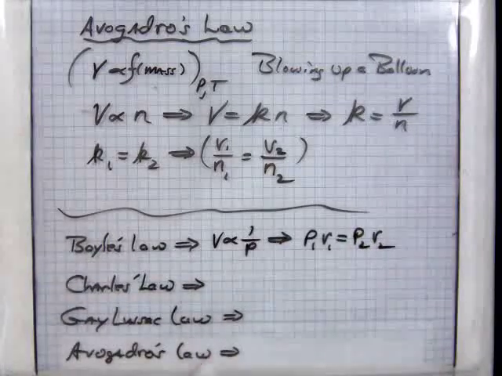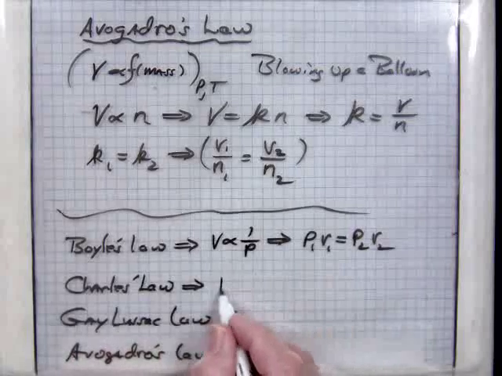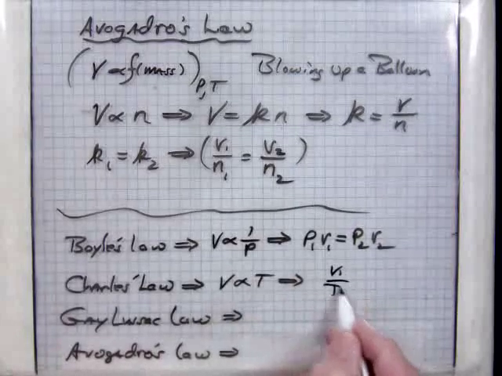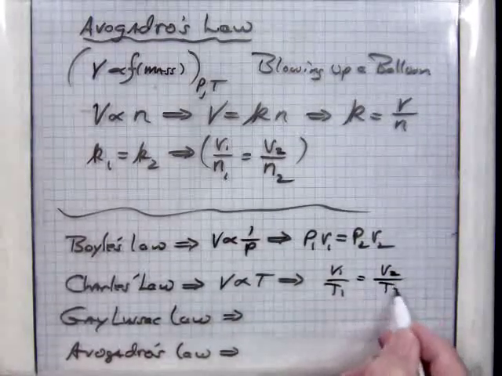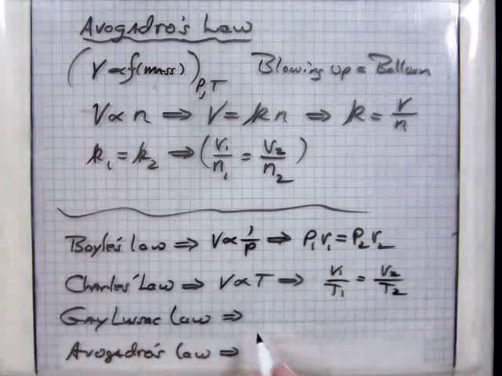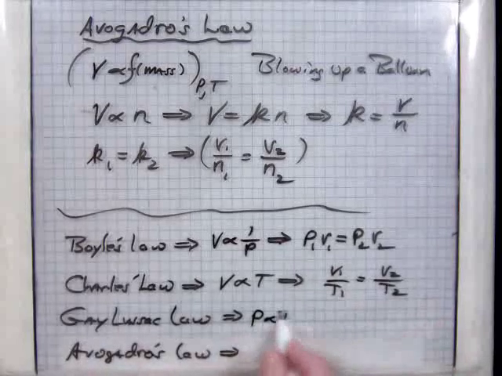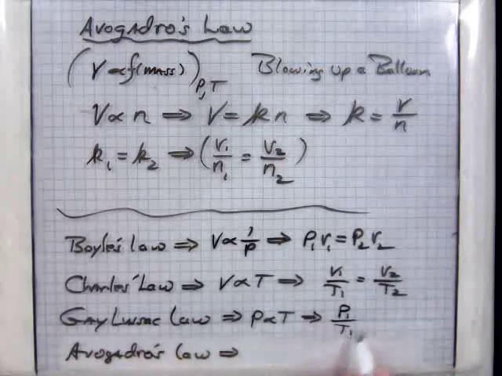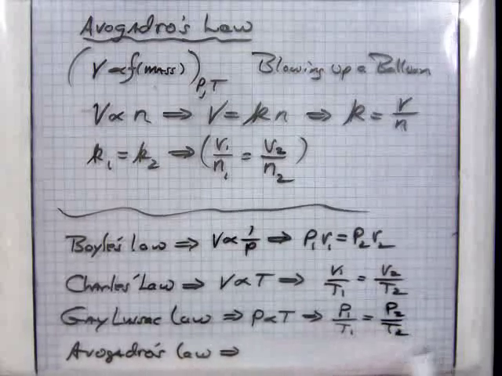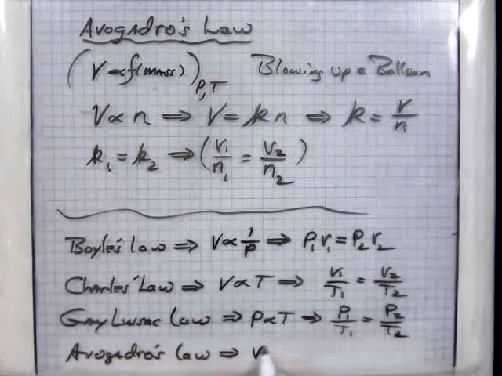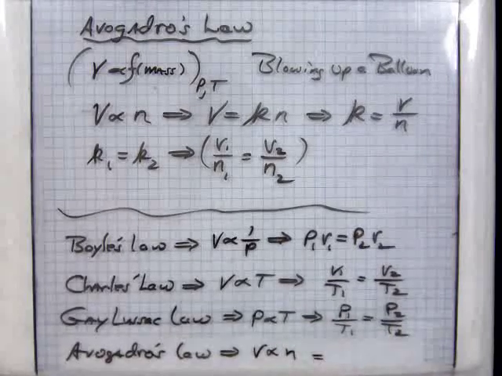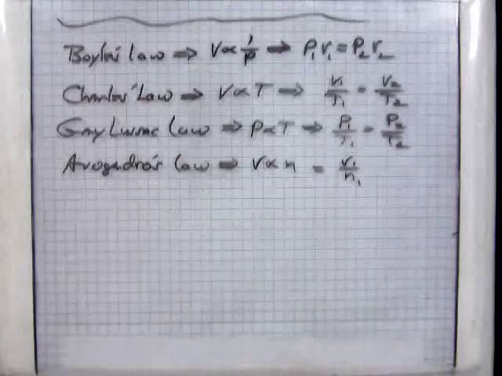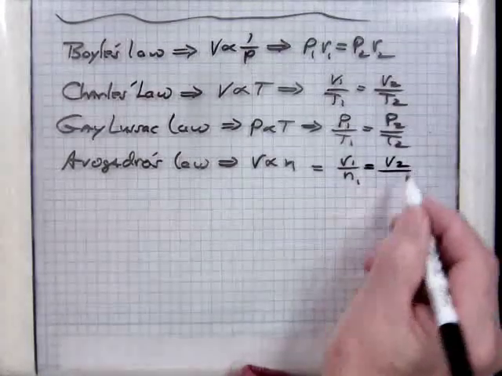Pretty straight. Okay, Charles' law is volume directly proportional to temperature, and this leads to a relationship V1 over T1 equals V2 over T2. Gay-Lussac is pressure proportional to temperature, and the other two variables constant. So that's P1 over T1 equals P2 over T2. And then finally Avogadro's is volume proportional to mass, like this, and so that's V1 over N1 equals V2 over N2.